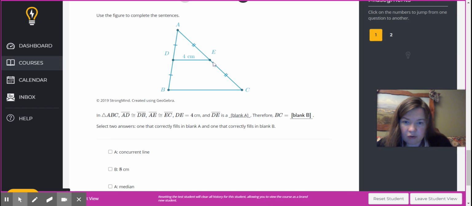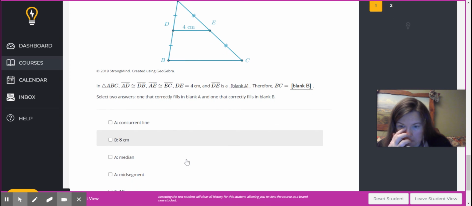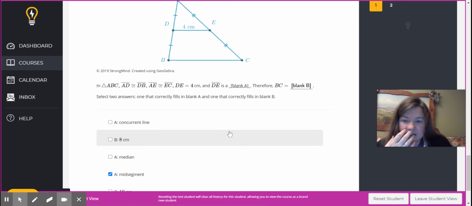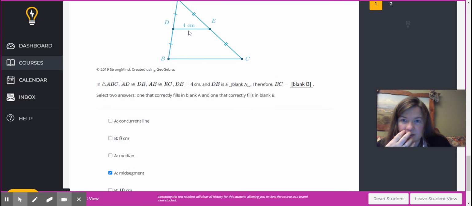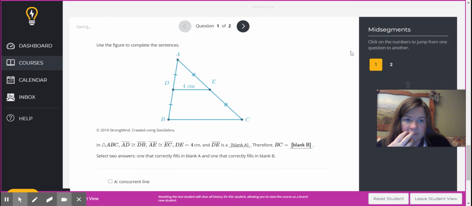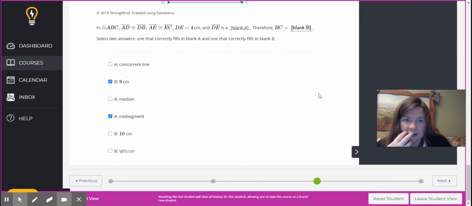Then DE is 4. And DE is a mid-segment. Therefore, BC is twice that. So 2 times 4 is 8. Good. And then next question.